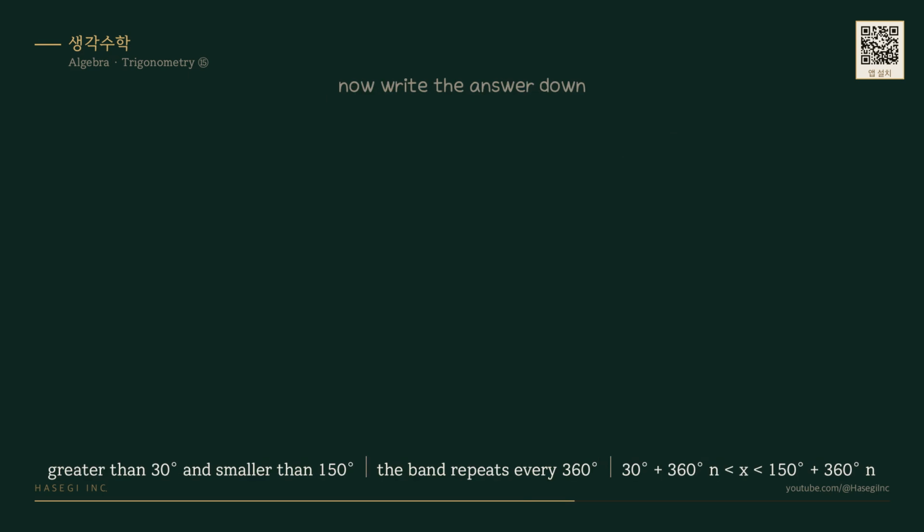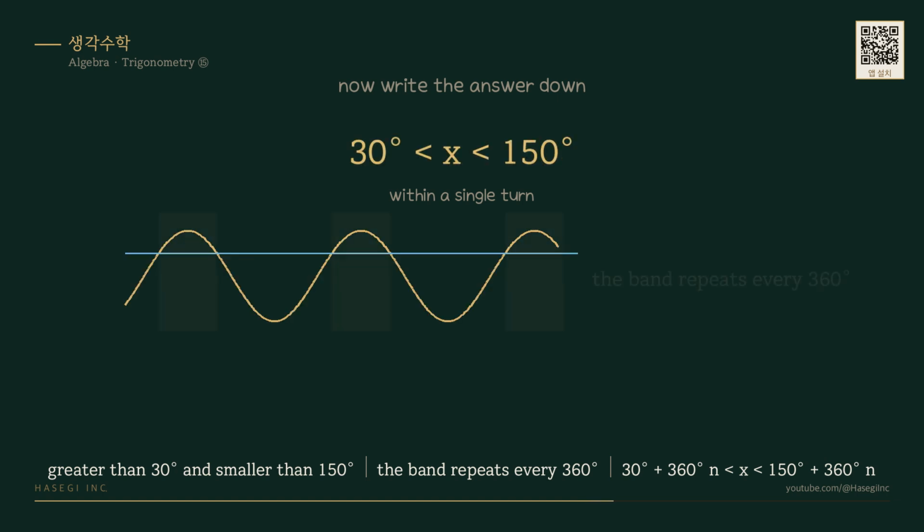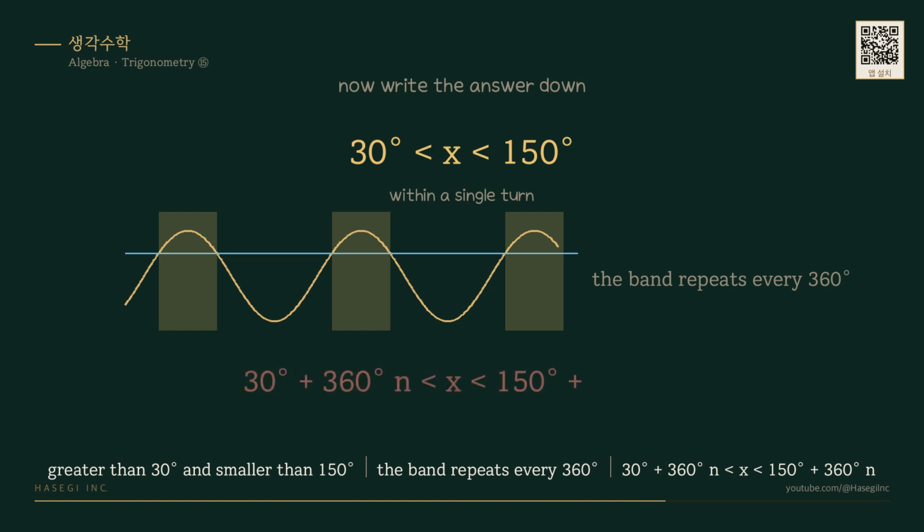Now write the answer down. Greater than 30 degrees and smaller than 150. But trig functions repeat, so this band repeats every 360 degrees as well. That is why we add the same turning term to both ends. The answer is not a single inequality sign, but a double one, wrapping the angle from both sides.